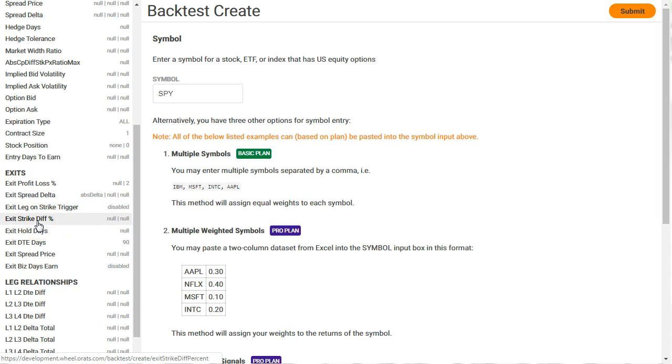Strike difference: when a strike difference is, say, 10, you could get out at 10% as that has gone by, or at 80% or 90% has gone by. Hold days: exiting when you've held a position for a certain amount of time, or exit on days to expiration, which is how many days are actually left until expiration. Exiting on spread price is the spread price of the entire legs netted out, and you get out at a certain price. And then exit business days before earnings: in this case, we wanted to avoid earnings, so we got out before.